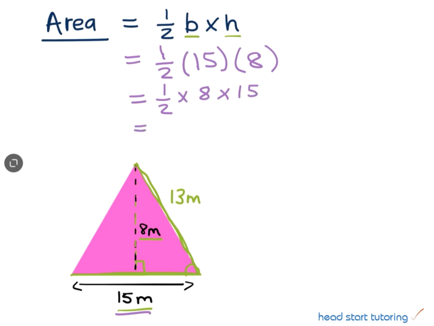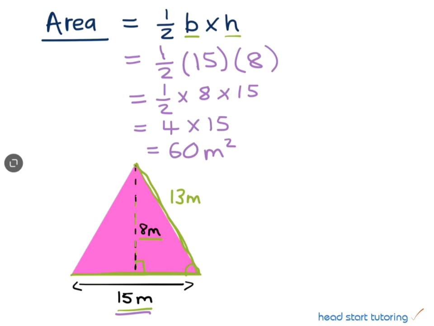So we end up with half multiplied by 8, or half of 8, which is equal to 4. And then we have 4 multiplied by 15, which is equal to 60. So we end up with an answer of 60 meters squared.